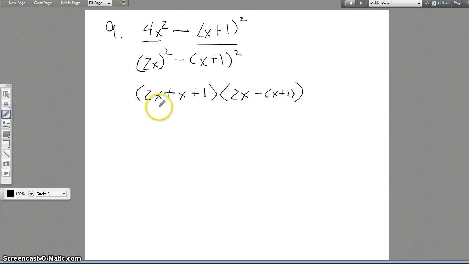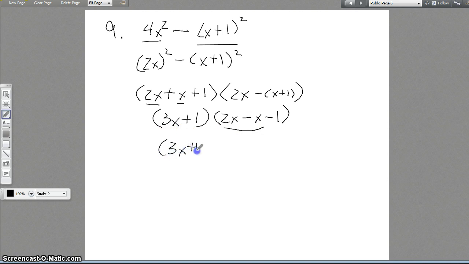So in this left parentheses, we have 2x and x that can be combined to make 3x plus 1. In the right parentheses, we need to distribute this negative. So we have 2x minus x minus 1, because negative times x is negative x. Negative times a positive 1 is a negative 1. Now we can combine these two terms because we have 2x minus x. So we get 3x plus 1 times x minus 1. And this is a problem that they actually work out for you.